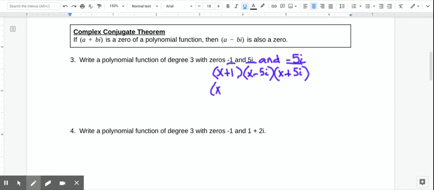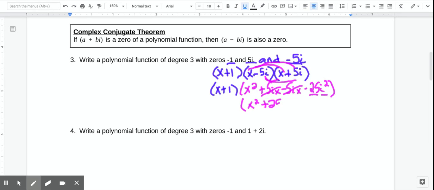Now, I'm not going to do anything with the x plus 1 yet, but I am going to FOIL these two. So that's going to give me x squared plus 5ix minus 5ix minus 25i squared. All right, so that's x squared. Those two are going to cancel out, and then we have -25 and i squared. Remember, i squared is -1, so this is -25 times -1, which is +25.